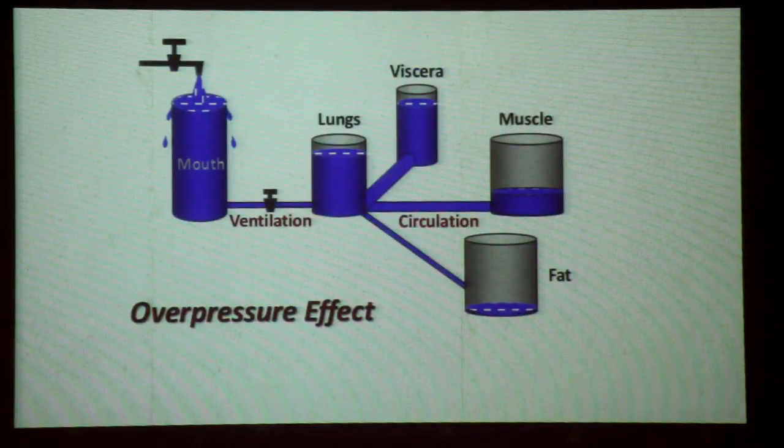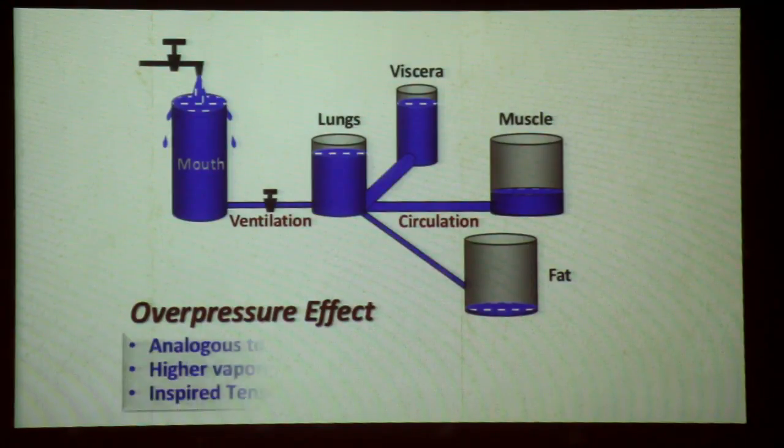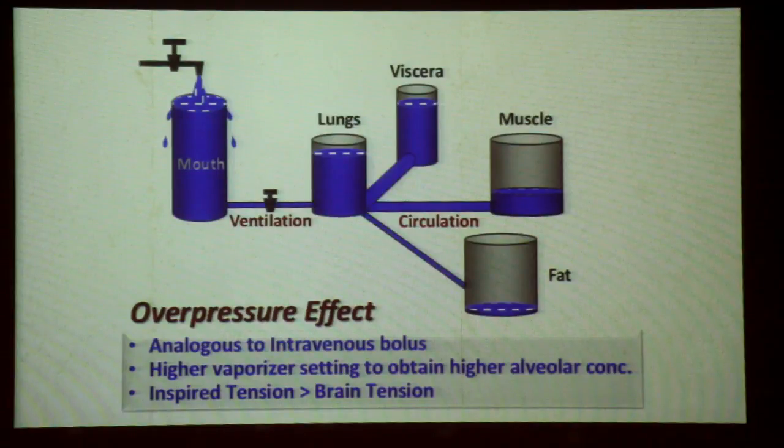So the overpressure effect is nothing but giving a larger dose on the vaporizer and flooding the lungs so that it can achieve the brain concentration at an earlier time. So it is analogous to an intravenous bolus. Higher vaporizer settings are used with higher gas flows to achieve higher alveolar concentrations, so that the inspired concentration is always higher than the brain concentration, so that equilibration can be achieved at a faster rate.